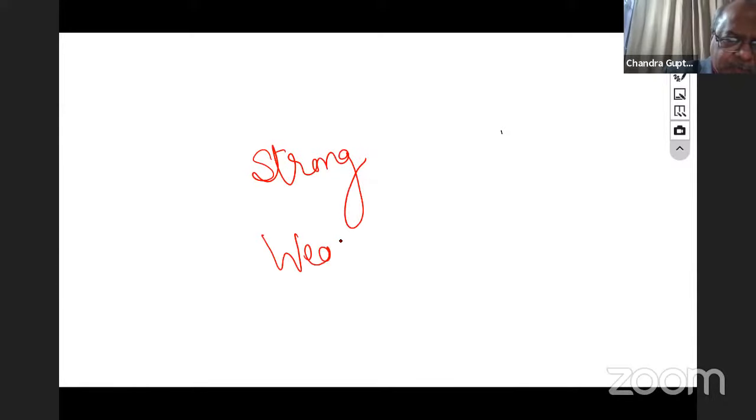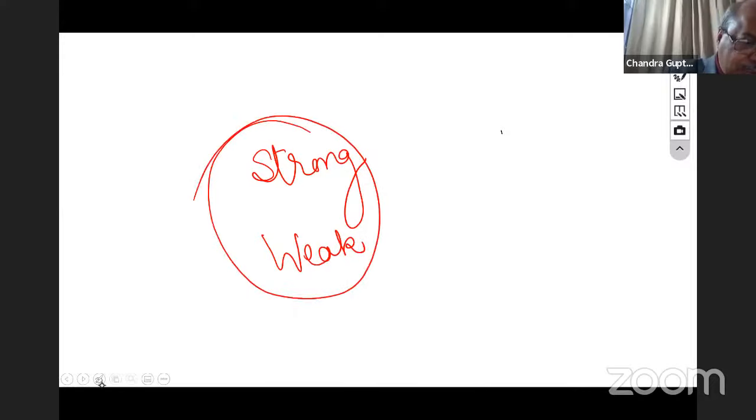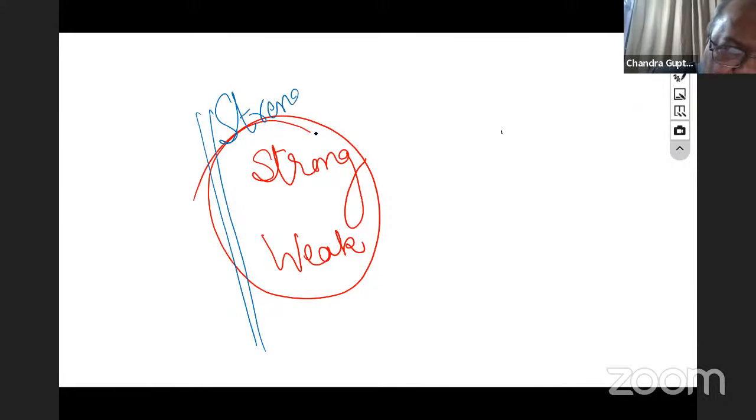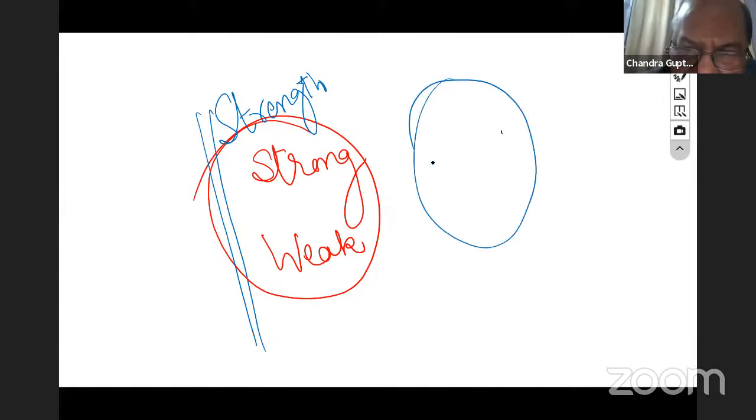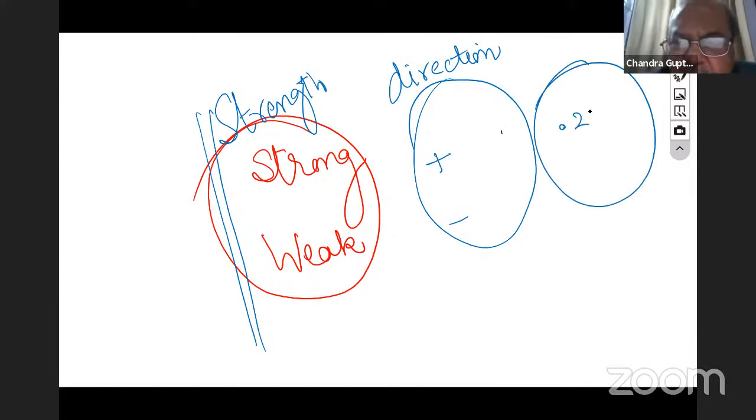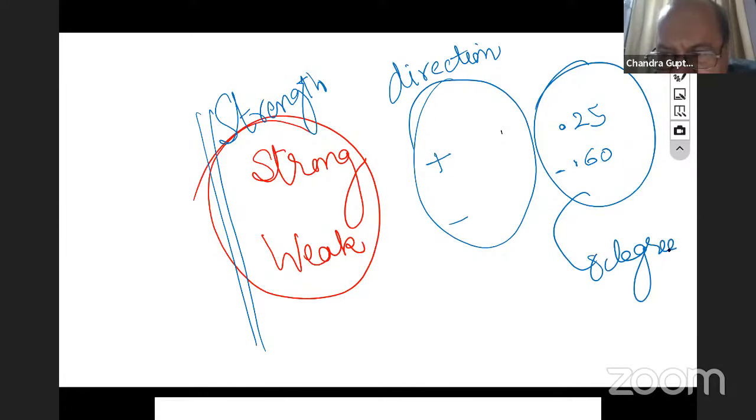What does it mean? We talk about a strong relationship, weak relationship, moderate relationship. If I'm using this kind of terminology, then I'm talking about the strength of relationship. Then direction, whether we have positive relation or negative relation, that talks about direction. And the number which we get, 0.25, minus 0.60, that's the degree of relationship.